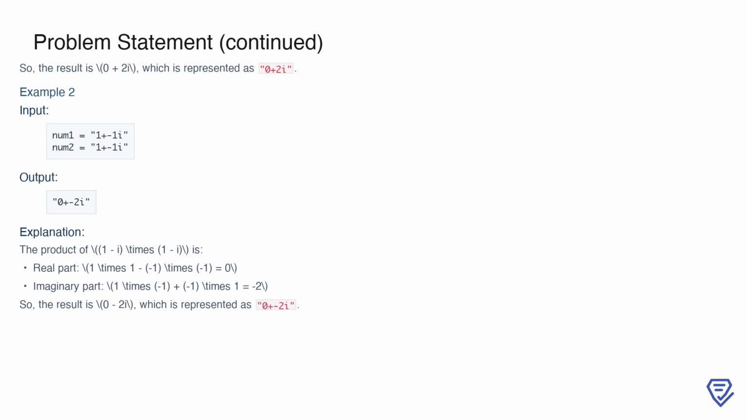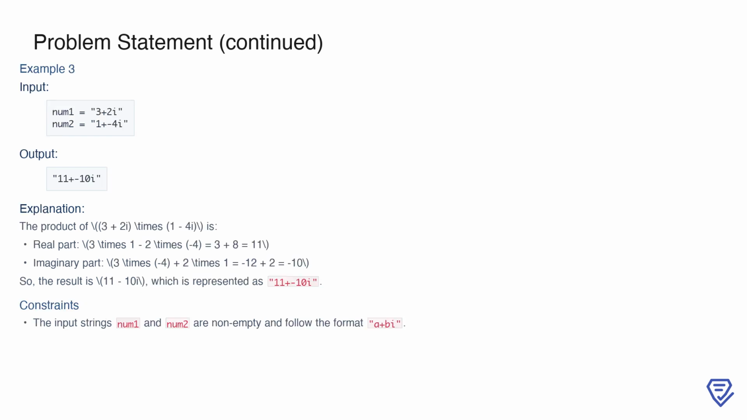Now, let's consider another example to further clarify this process. Suppose the inputs are 1+-1i and 1+-1i. These represent the complex numbers 1 - i and 1 - i. For the real part of the product, we calculate 1 times 1 minus -1 times -1, which evaluates to 0. For the imaginary part, we compute 1 times -1 plus -1 times 1, which gives us -2. Putting these together, the result is 0 - 2i, represented as the string 0+-2i.